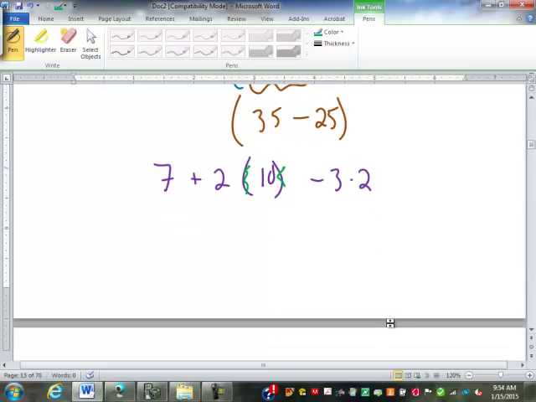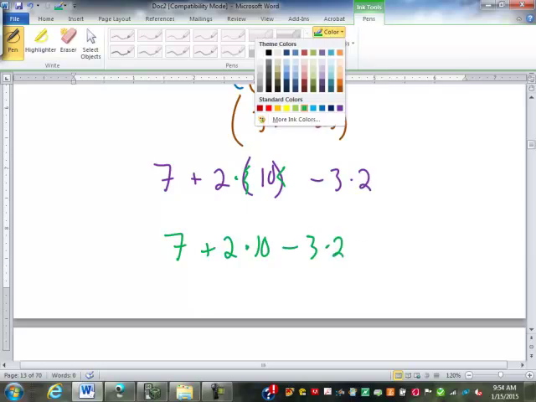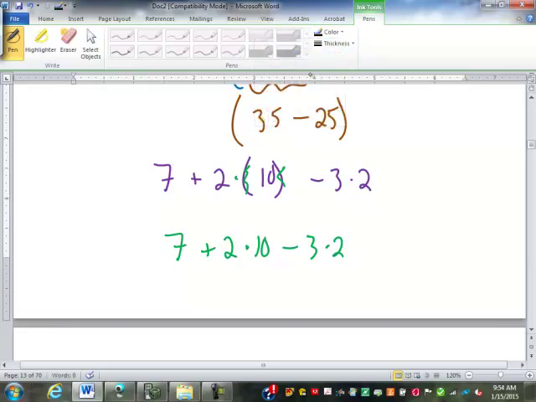When I take them out, do I have to put in multiplication? Yes, I do. At least at the front side, I have to put in the multiplication. There's always subtraction on the back side, so I don't need to put anything in back there. Now what's next? Is there any other enclosing symbols? No. Any exponents, powers or roots? No. Multiplication or division? Yeah, 2 times 10 is 20.